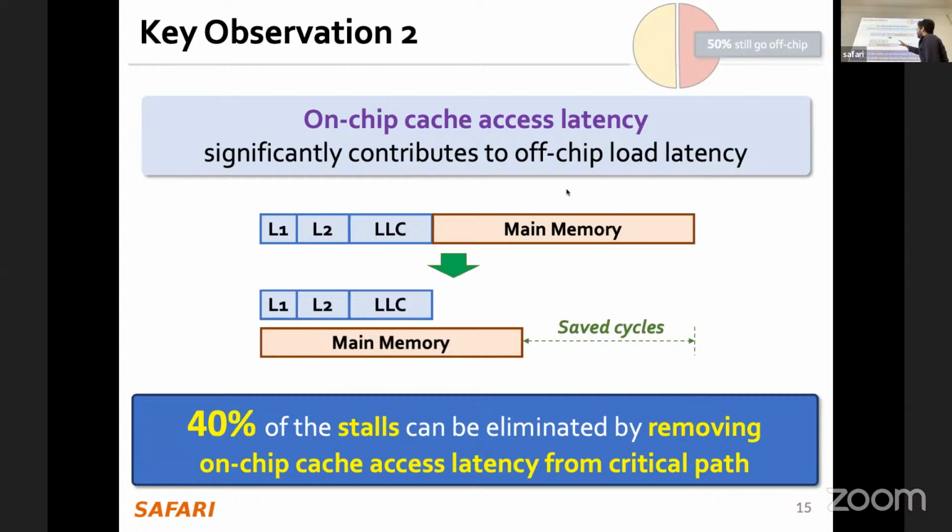In this case, we saw that 40% of the stall cycles caused by these memory accesses that still go off-chip can be eliminated if you simply take this on-chip cache access latency off the critical path. Whatever is left is that at the very beginning you predict whether the request is going to go to the main memory or not. If it is, then you access the main memory. So that's the key idea.